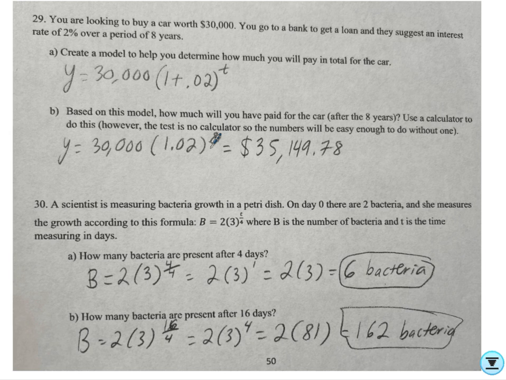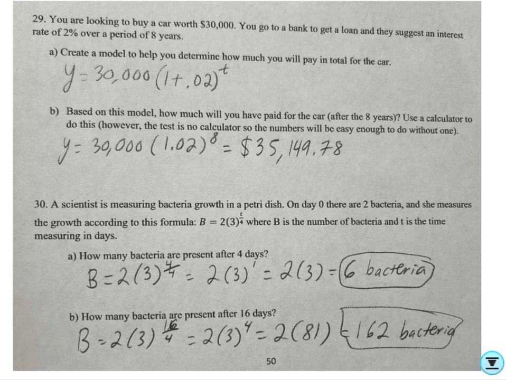All right, last one. A scientist is measuring bacteria growth in a petri dish. On day 0, it's the first day, there are 2 bacteria, and she measures the growth according to this formula. B equals 2 times 3 raised to the t over 4 power, where B is the number of bacteria and t is the time, measured in days. Part A, how many bacteria are present after 4 days?